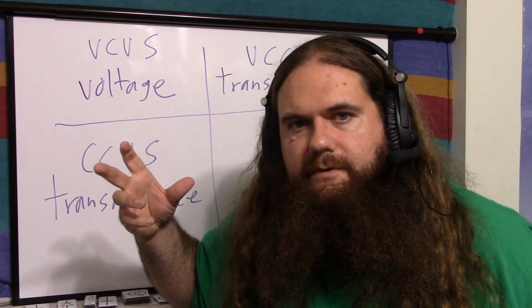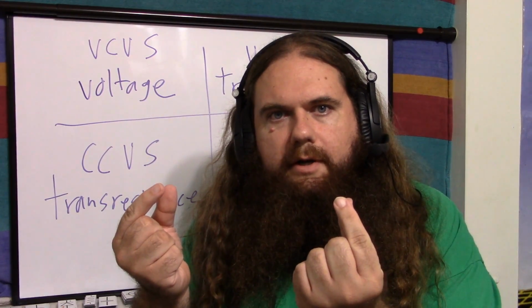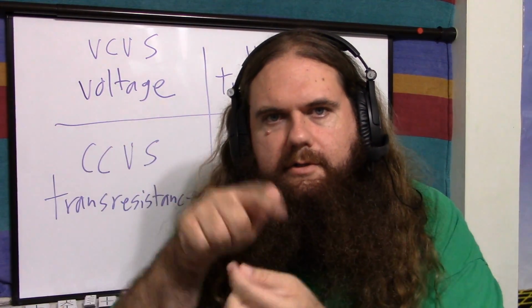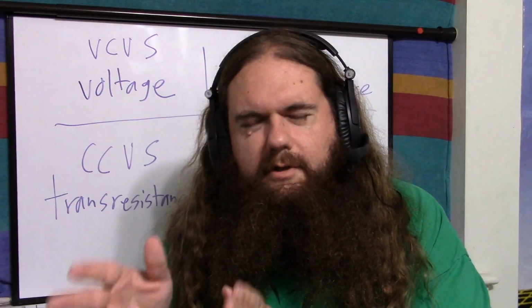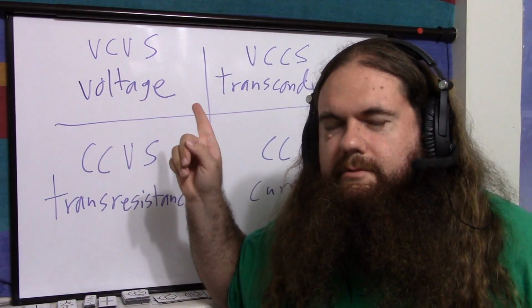Current exists because of voltage. You apply voltage to a wire, there's stuff on the wire, in a circle, current flows. Voltage causes current. That's it. End of story. Voltage causes current. This is conceptual. Don't get hung up on it.